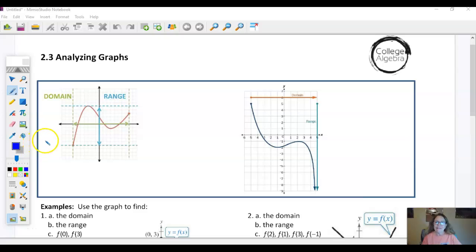Analyzing graphs can give people some fits. You have to really process it, think about it, switch your brain. So you can't just rush through these. You're going to have to really be processing. It's not really a memorization kind of thing. A little bit of memorization though.